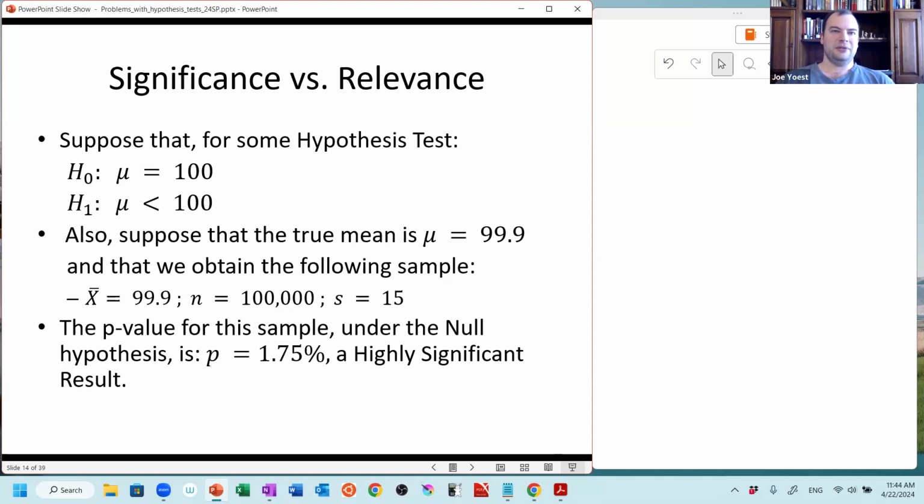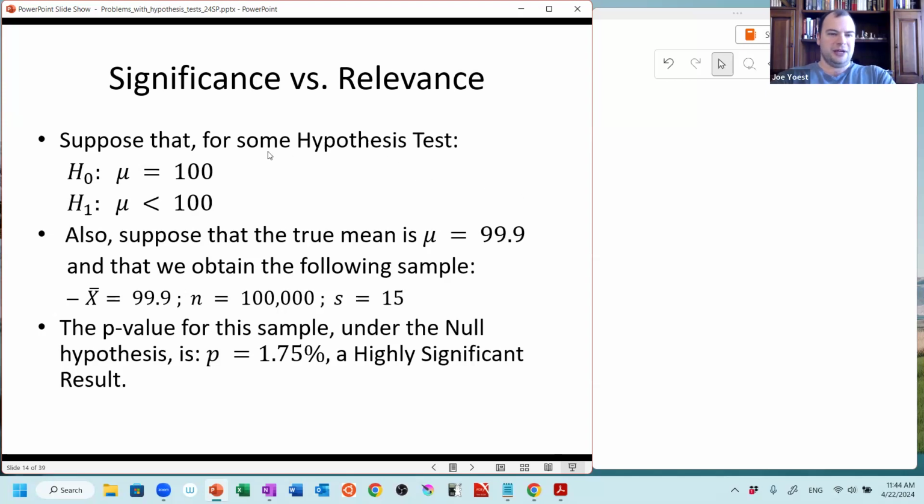We might compute a p-value and get a p-value that's way less than 5%. Maybe it's 1% or 1 in 1,000 or 1 in a million. It's a highly significant result. But how does that correspond to relevance? How does that correspond to importance?